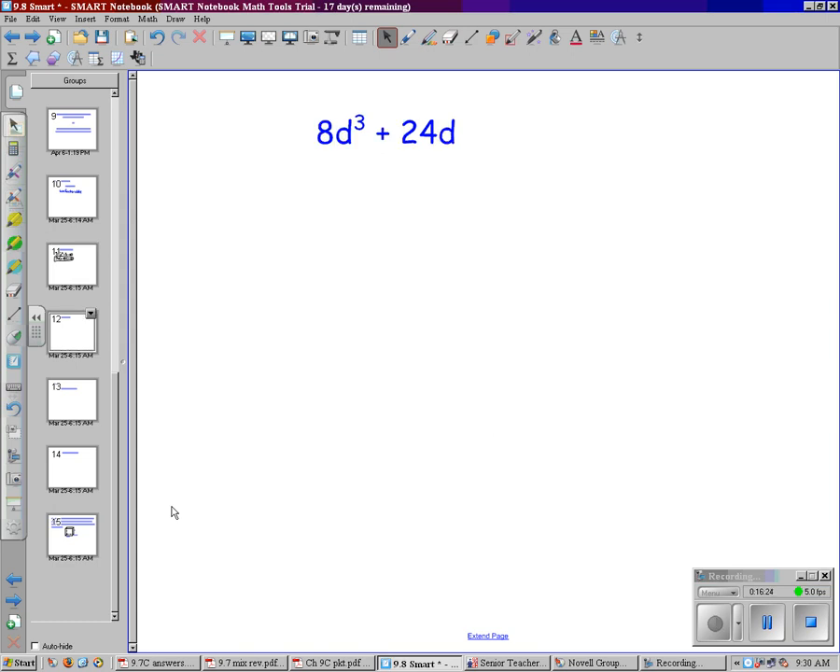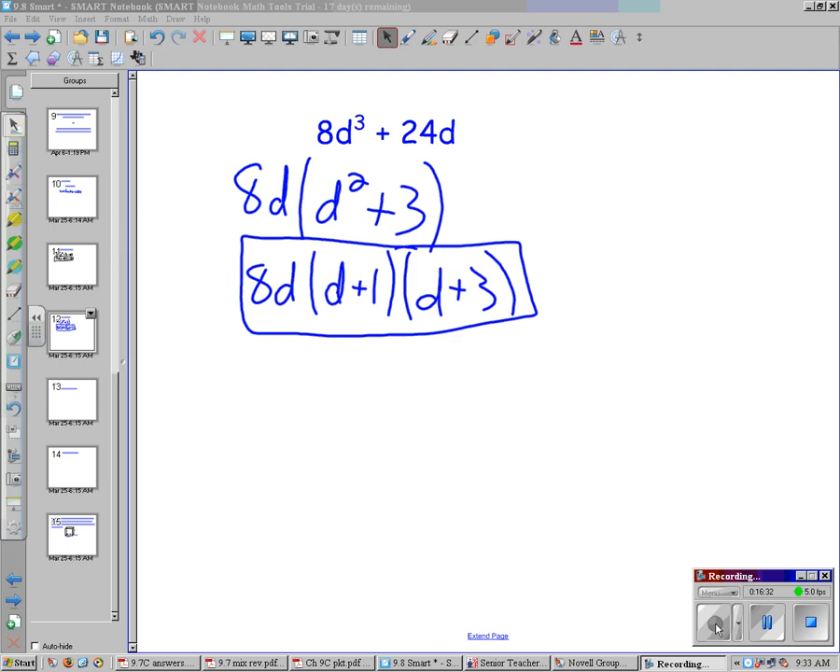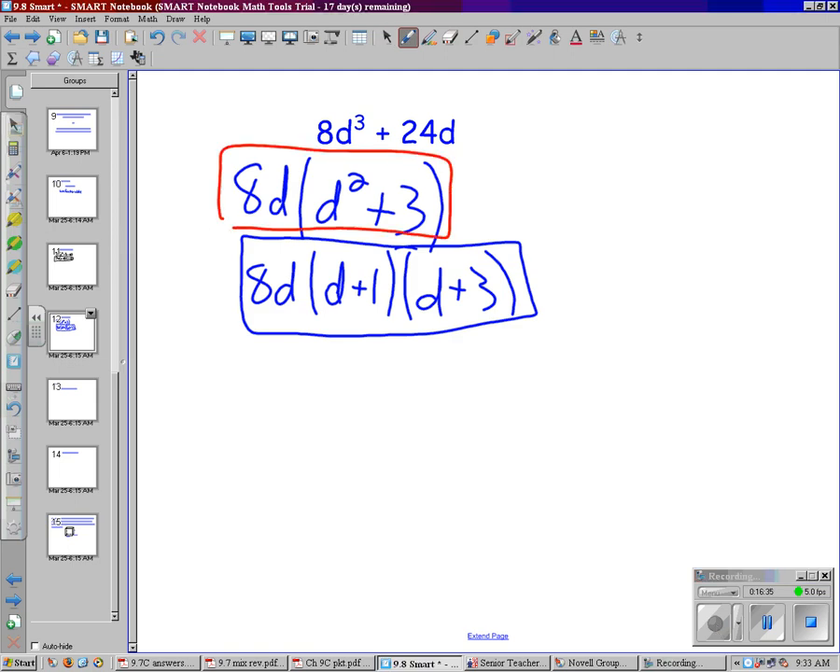How about this one? Now, this is the correct answer. That's where you should have stopped. This d squared plus 3, is it a trinomial? No. Is it a difference of perfect squares? No. It's not a subtraction problem, and 3 is not a perfect square. So you can't go on any further.